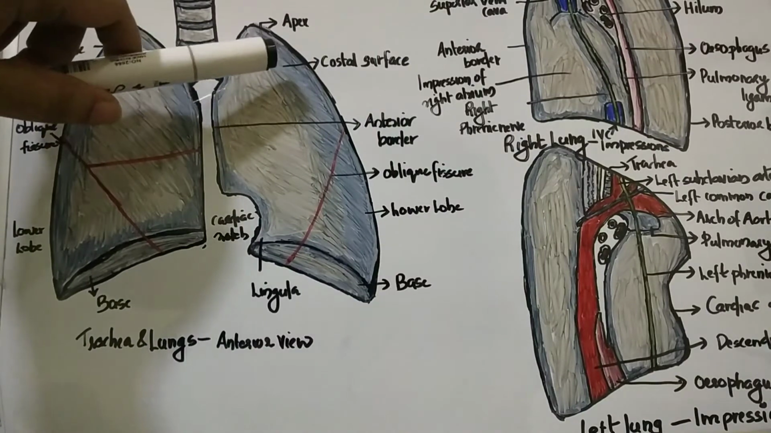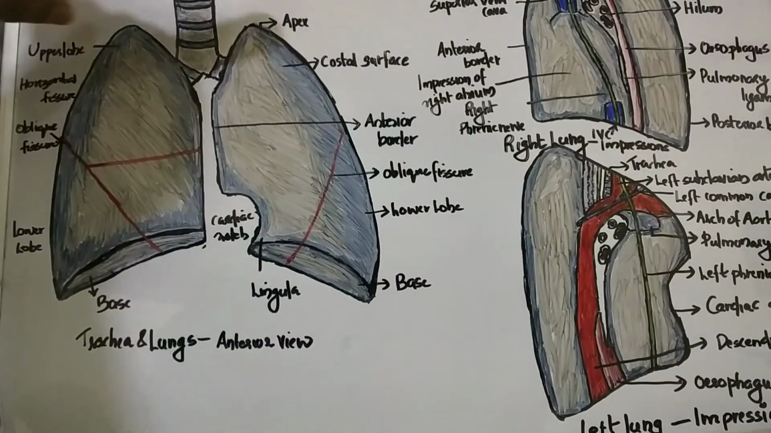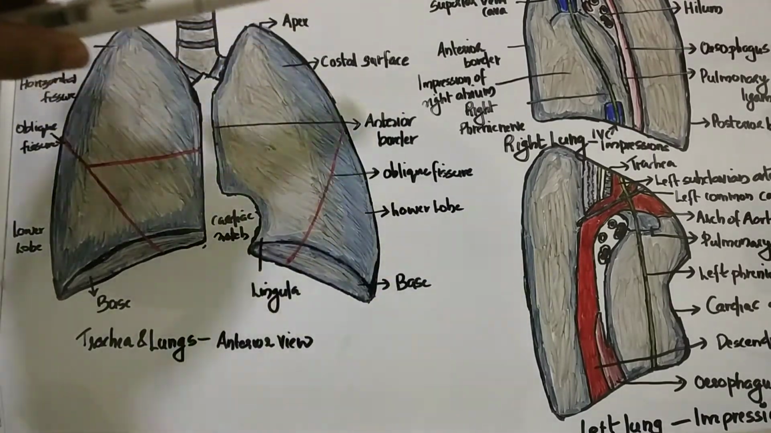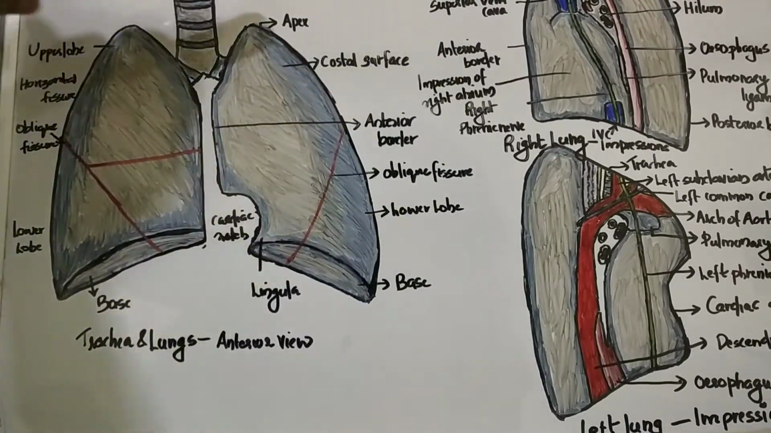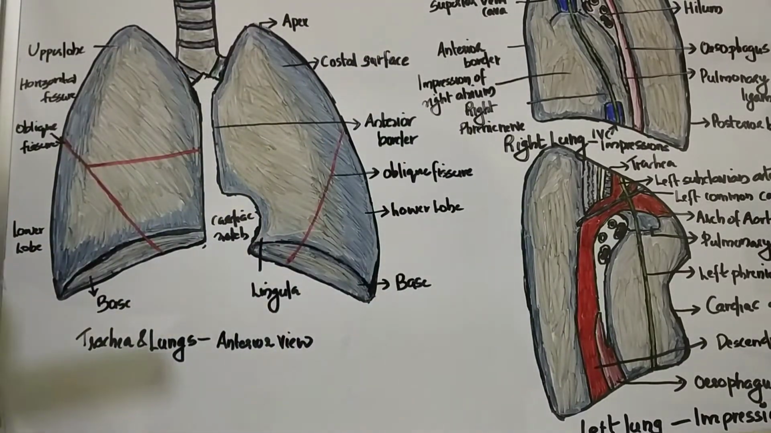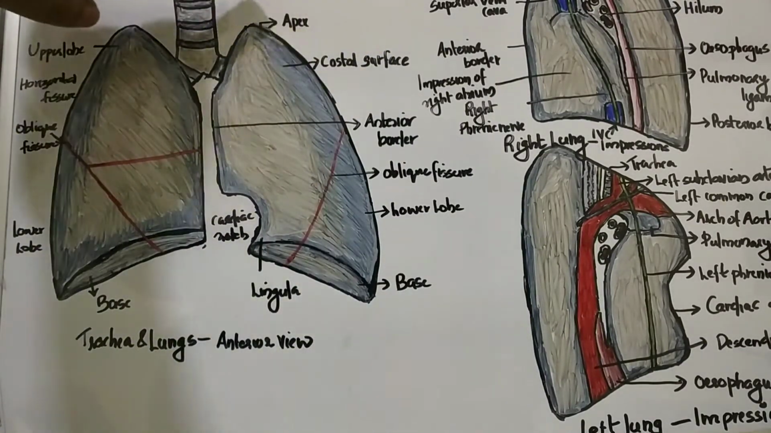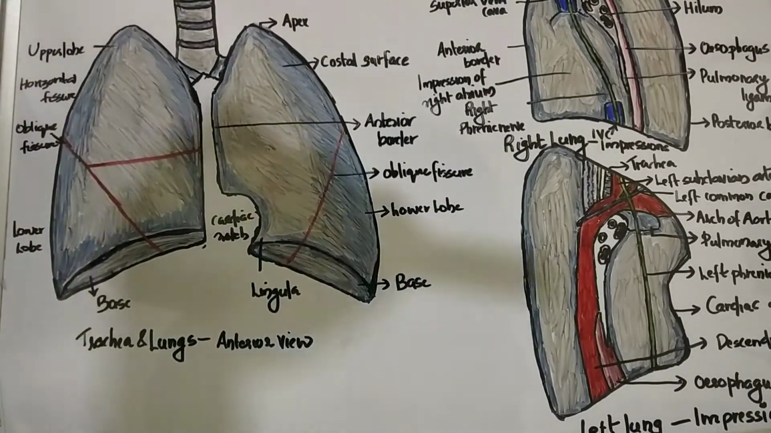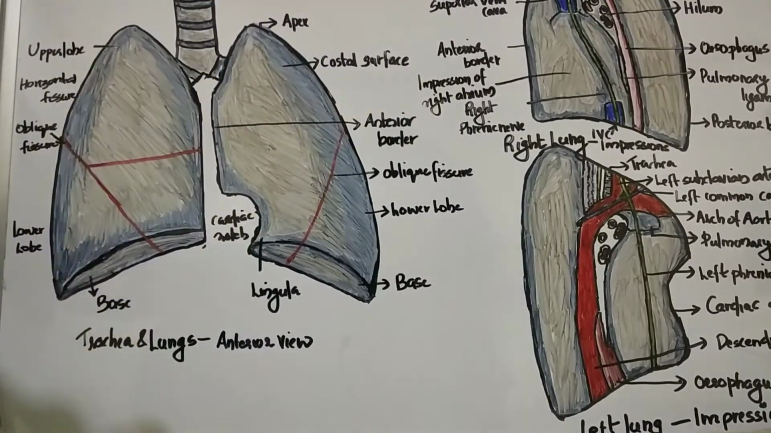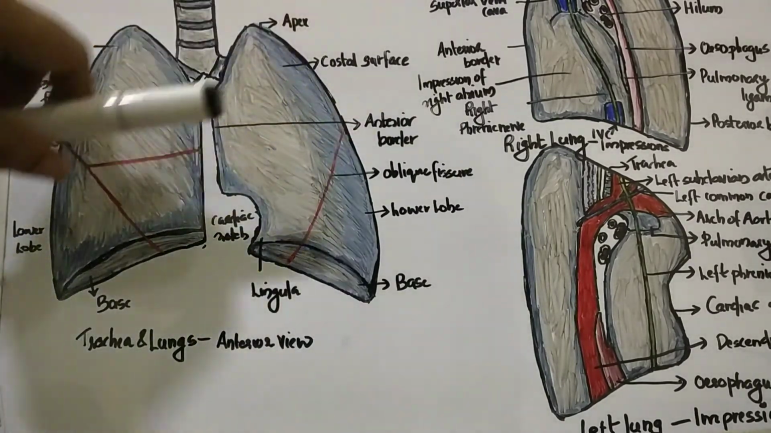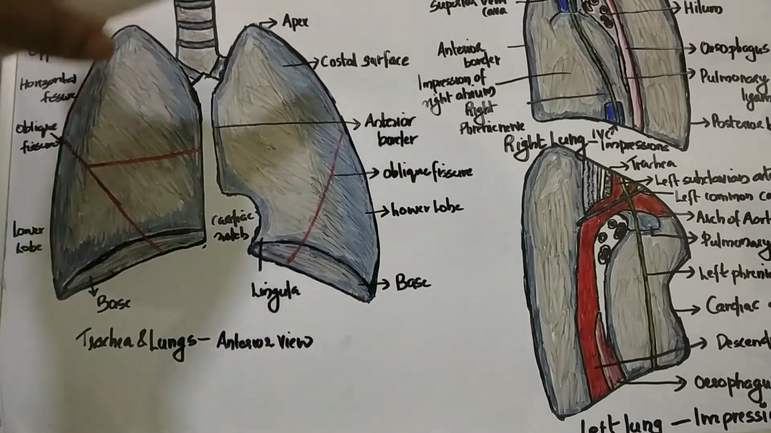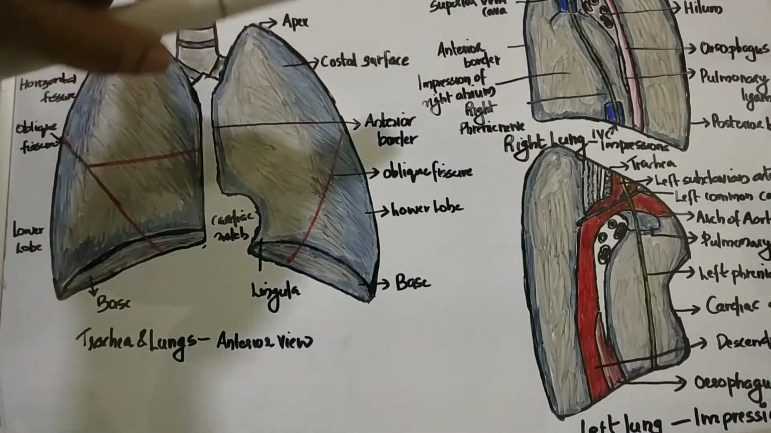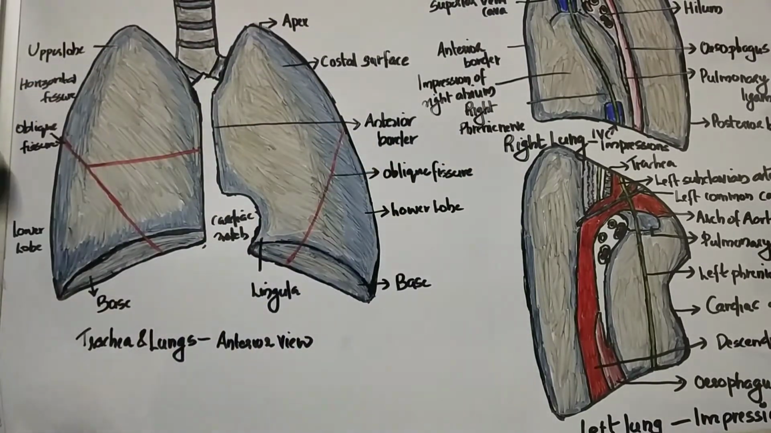It is blunt and it reaches above the anterior end of the first rib, and it also reaches 2.5 centimeter above the medial one-third of the clavicle. And it is covered by the cervical pleura and also the suprapleural membrane.